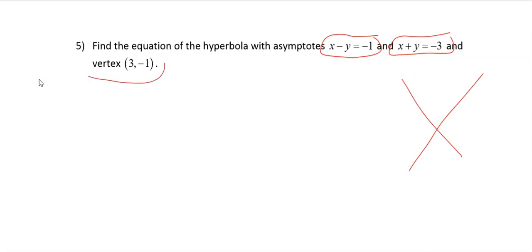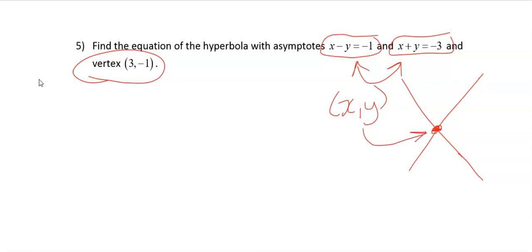And you're told where one of the vertices is. So the vertex is either to the left or to the right or above or below the center, which is right there where they intersect. Wait a minute, where they intersect. You know how to get where they intersect, don't you? You did that back at Math 1700. Solve the system of equations x minus y equals -1 and x plus y equals -3. Find your x and your y, your solution to that system. And whatever that x, y is, that's the point right there where they intersect each other.